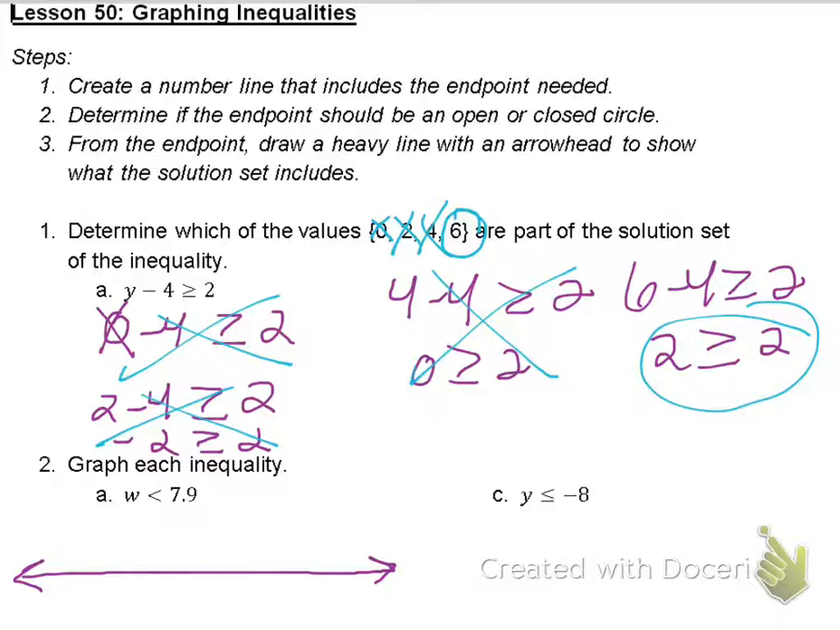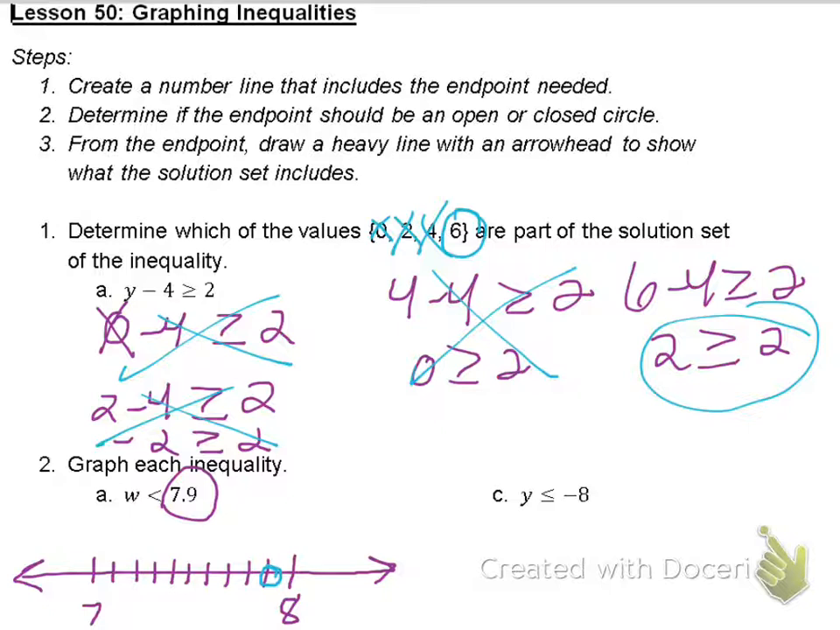So our inequality needs to represent 7.9. So I'm going to make my number line start with, not 8, but 7. And then I'm going to go 1, 2, 3, 4, 5, 6, 7, 8, 9, and then make the next line an 8, which I left kind of a large space there, so let me fix that. So 7.9 would be represented right here by this line.